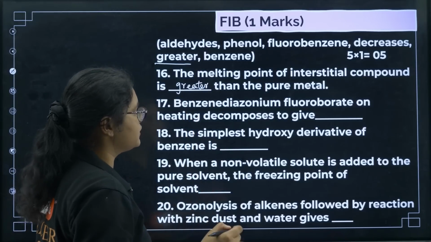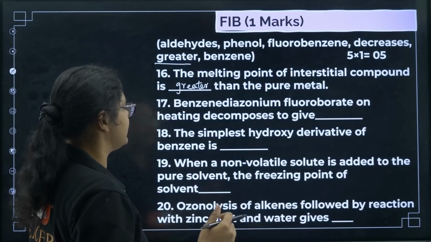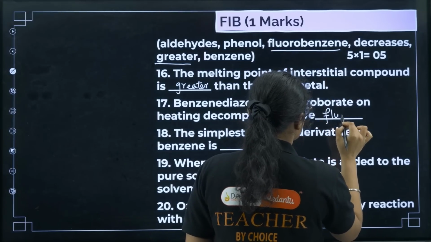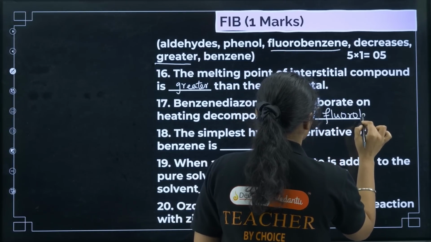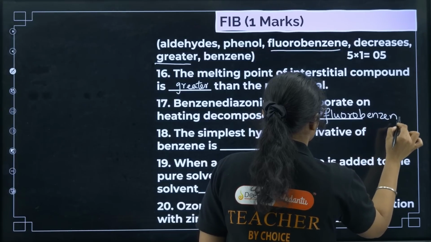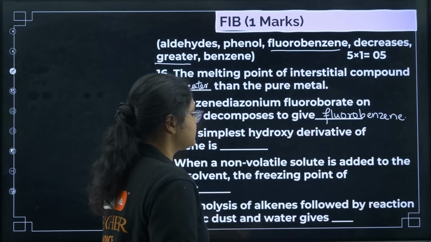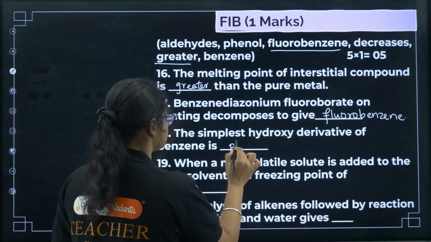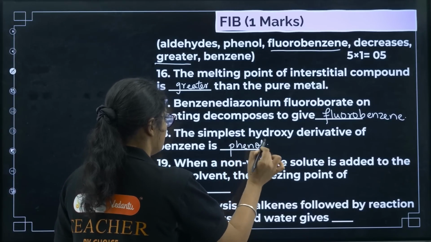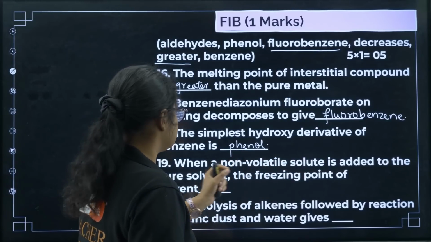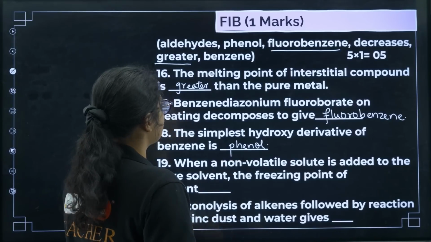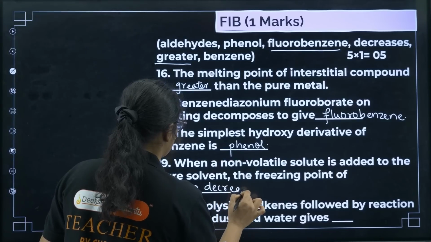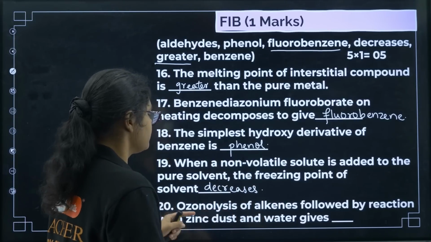Next, benzene diazonium chloride fluoroborate on heating decomposes to give you fluorobenzene. The simplest hydroxy derivative of benzene is nothing but your phenol. This is a very simple question, we know. When a non-volatile solute is added to the pure solvent, the freezing point of the solution decreases, right? Depression in freezing point and elevation in boiling point.